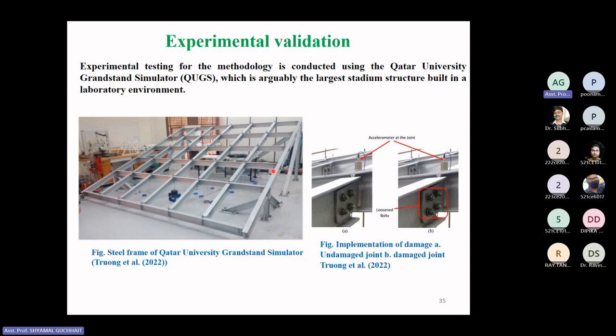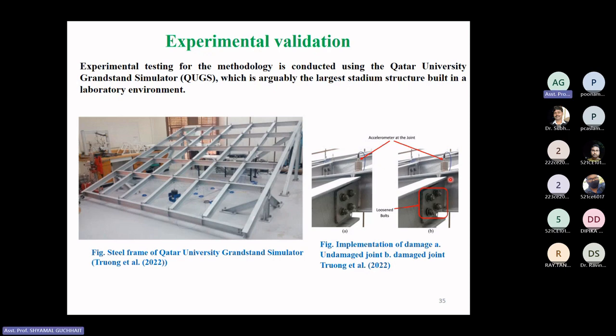And how did they create the damage? For every position, one by one, they loosened the bolts of these joints to create the damage. So the damage is created by loosening the bolts at the joint positions, and the data is collected using accelerometers provided at the joint positions. That is the important thing: the damage is created by loosening the joints, and the data is collected by accelerometers placed at the joints.